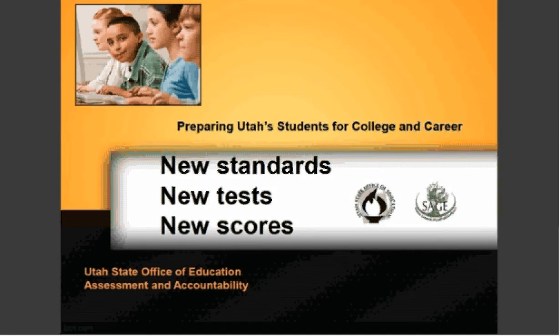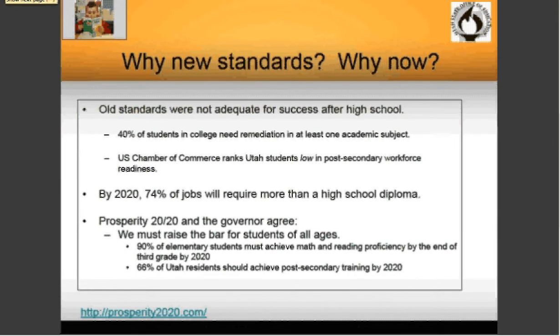The state of Utah began its implementation of new testing last year. This test, called the SAGE, Student Assessment of Growth and Excellence, measured the student understanding of the state core standards. The state adopted new standards in hopes of helping students become better prepared for college. As part of this process, state leadership has adopted an initiative named Prosperity 2020. More information can be found at the website referenced on this page.